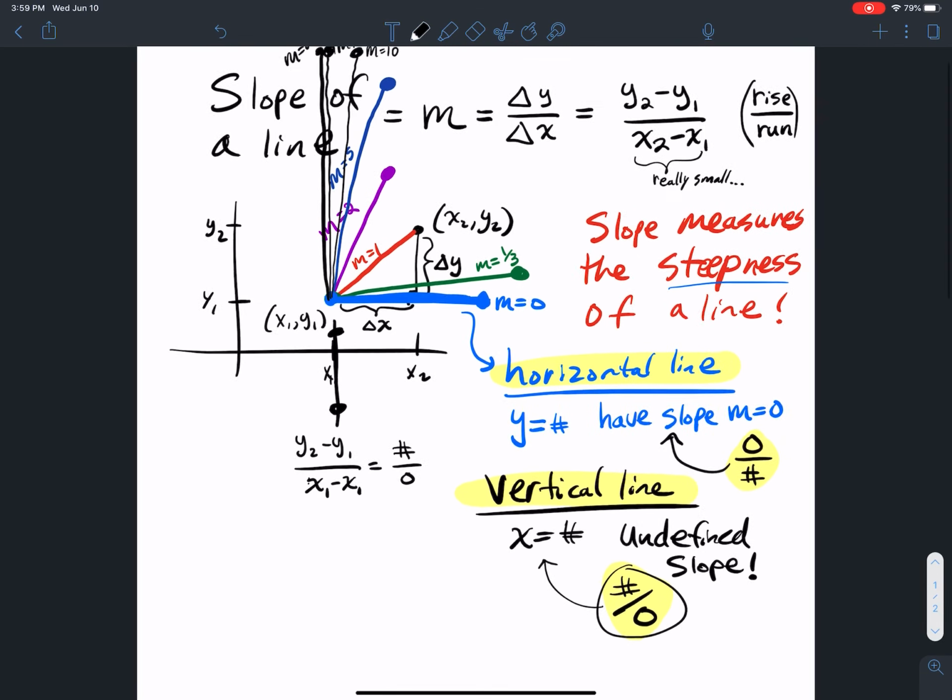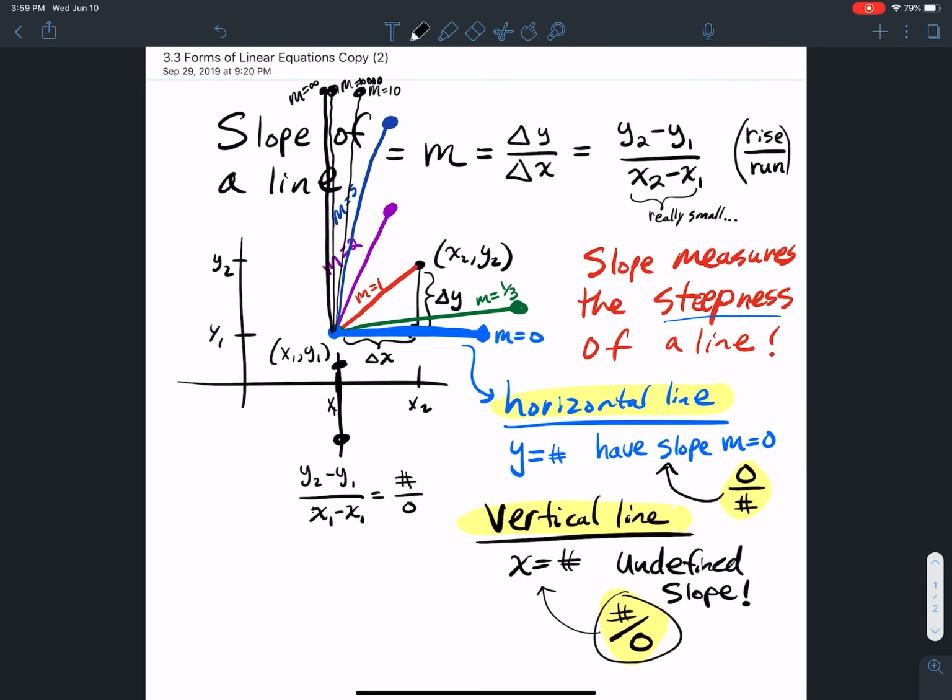So that's kind of the idea. The closer and closer we get to a vertical line, the bigger and bigger our slope is. So the bigger that number is in magnitude, the more steep the line is. And the more horizontal we are, the closer we are to 0. Okay? Now, as soon as we pass this breaking point and we go down like this, all of a sudden our slopes become negative. Okay? So we can have negative slopes as well.